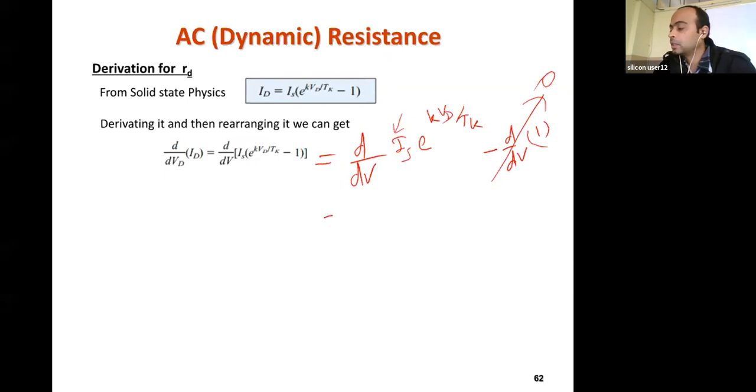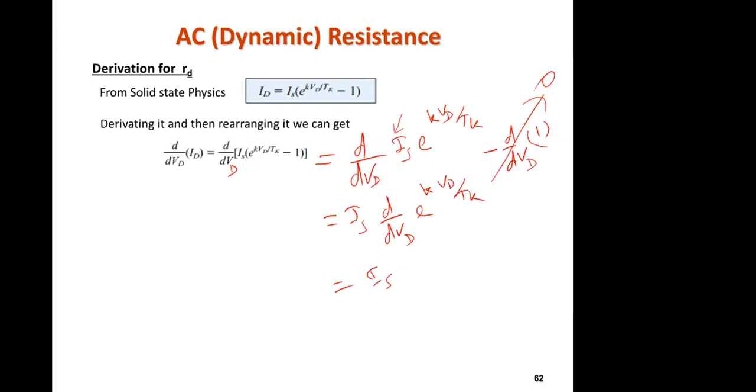So this should give me Is into d by dVd. Actually, this one is Vd. d by dVd of e to the power k Vd by Tk. You must have done this derivation in plus 2. So this will give how much? Is into k upon Tk into e to the power k Vd upon Tk.